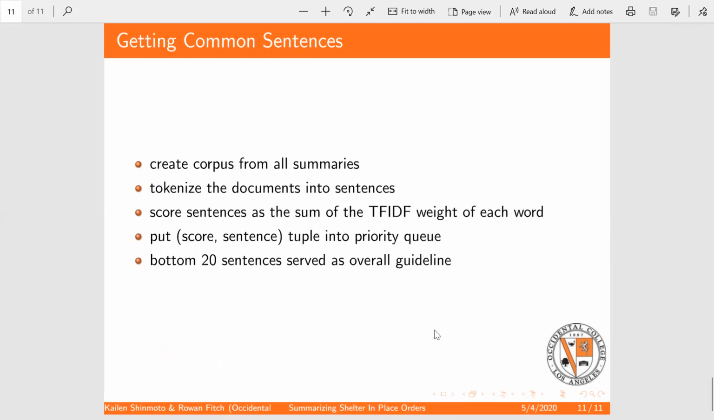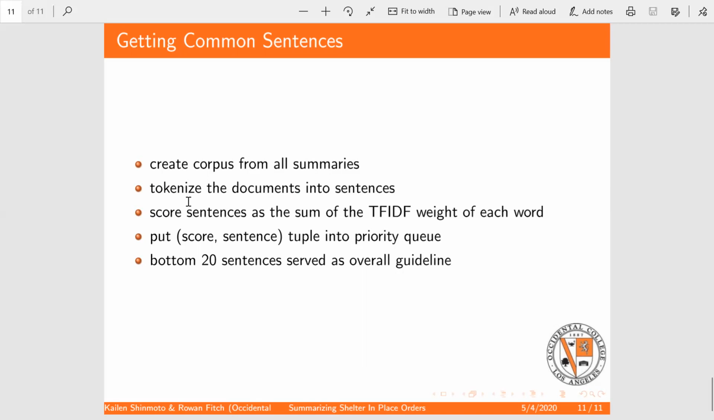Finally, we decided we were going to try to get some sentences from all the computer-generated summaries and see if we could find some common things between them. So in a way, summarizing the summaries. To do that, we created a corpus that was all the words from all the summaries. First we tokenized the documents into sentences, so each computer-generated shelter-in-place summary was tokenized into sentences.